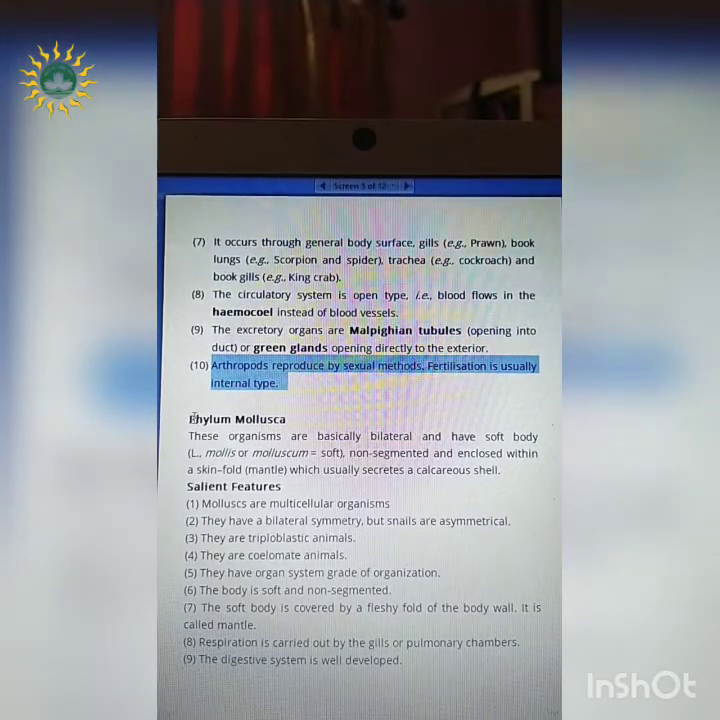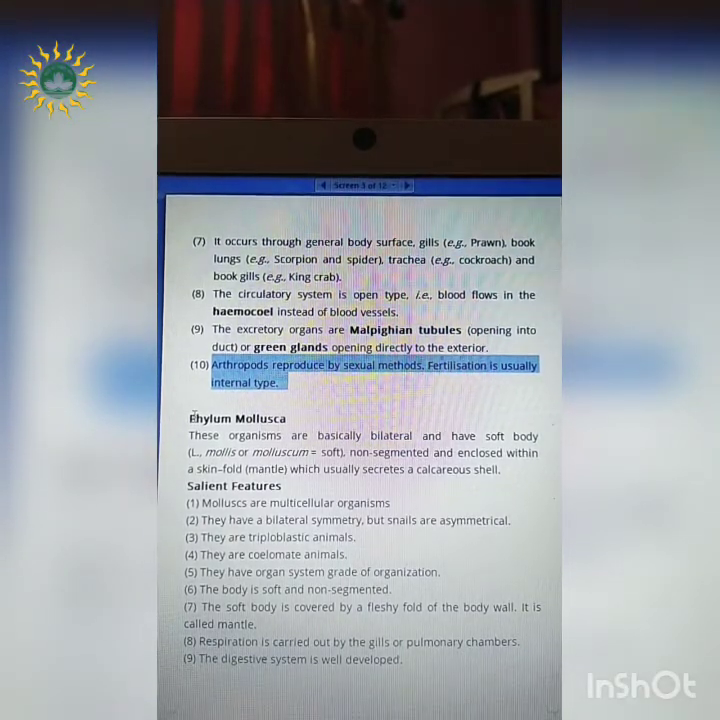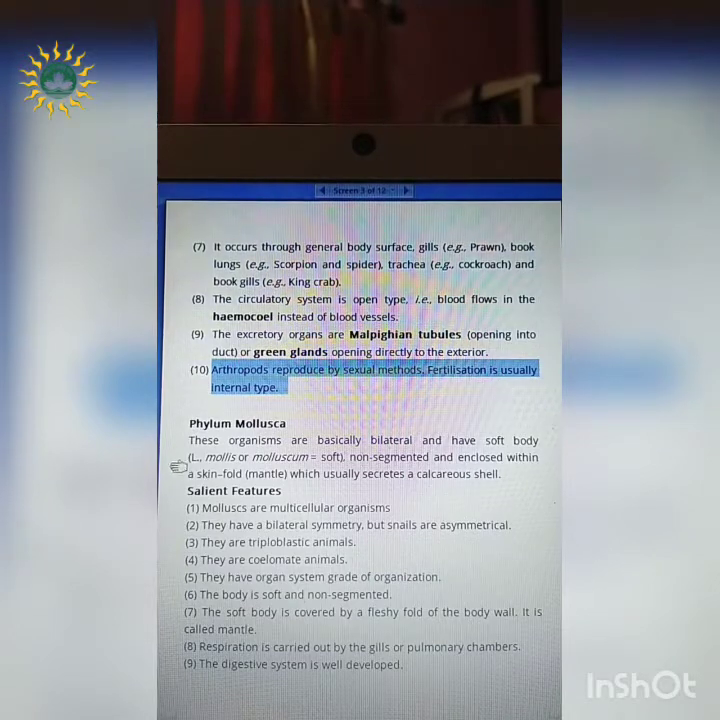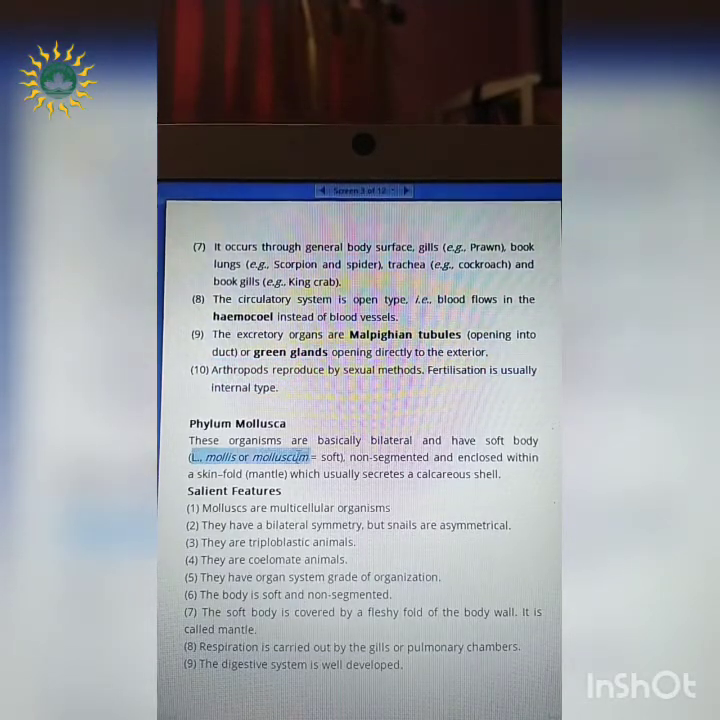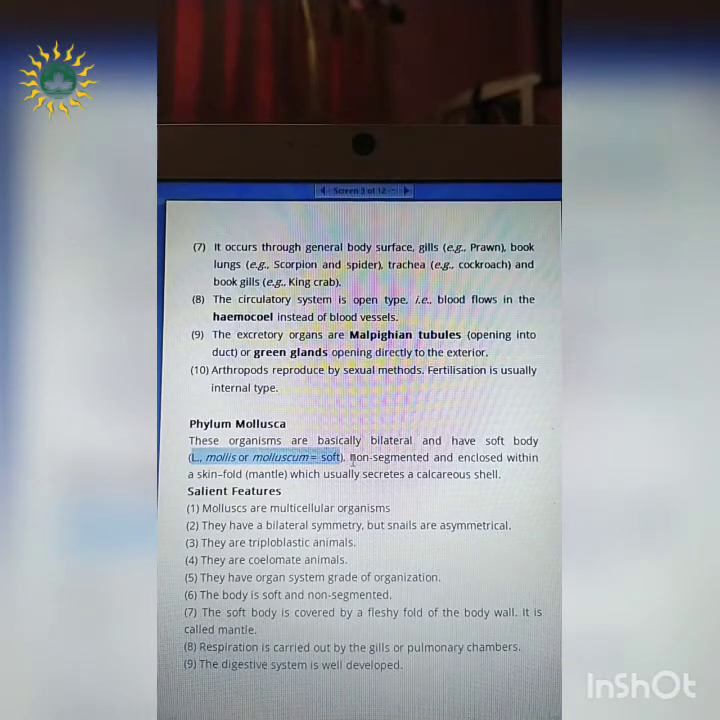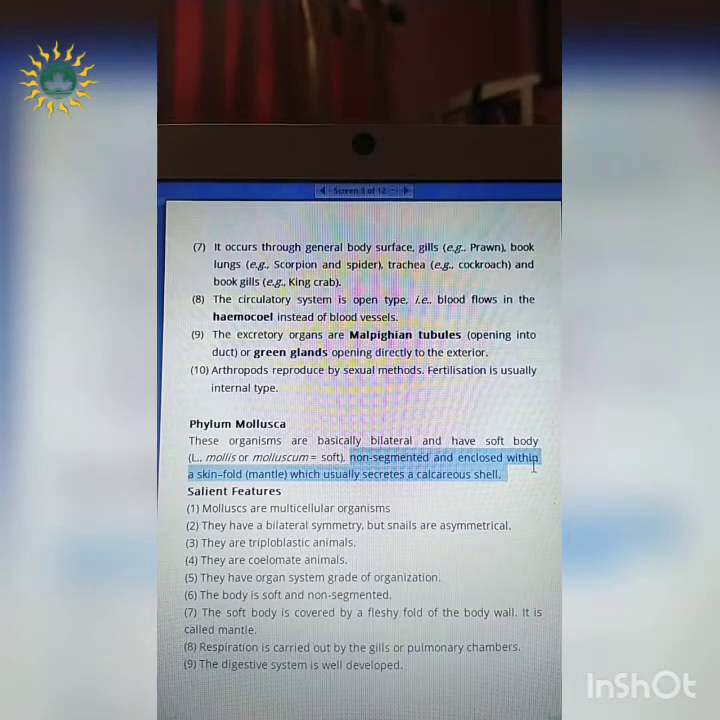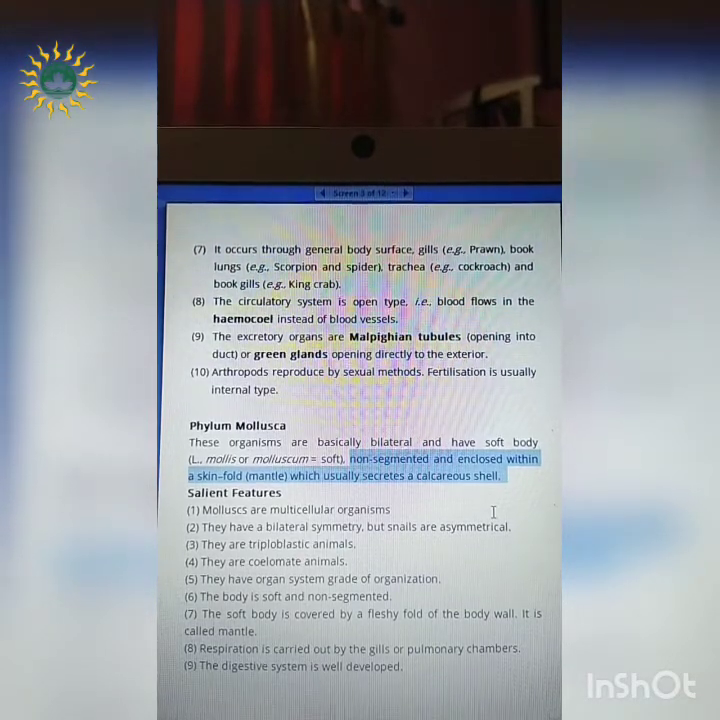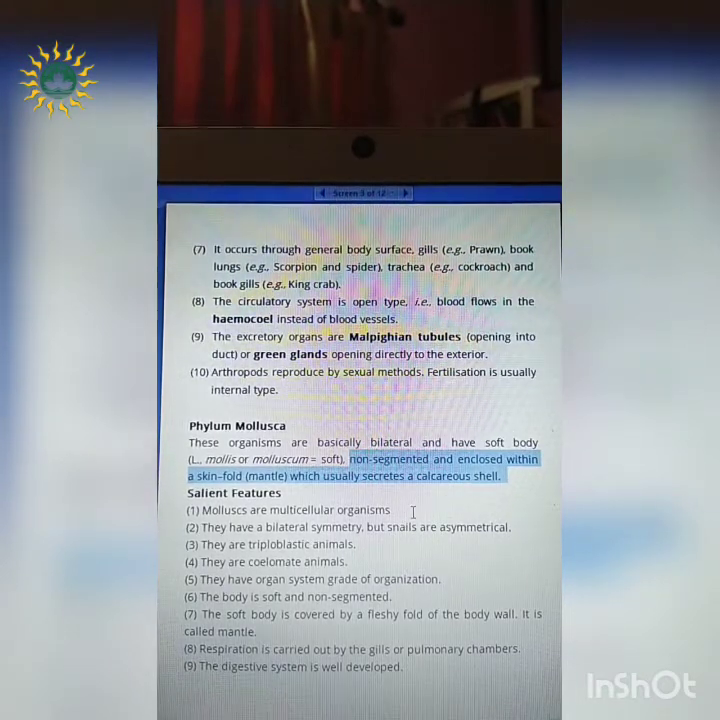Next, the phylum Mollusca. If you come to the word meaning of this phylum Mollusca, first, mollusca means soft. So firstly, we can consider that this organism is a soft organism, so a soft body is present. They are non-segmented and enclosed within a skin fold, which is referred to as a mantle, and it usually secretes a calcareous shell. Salient features one by one we will see.